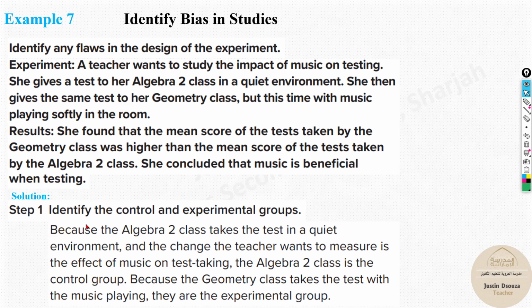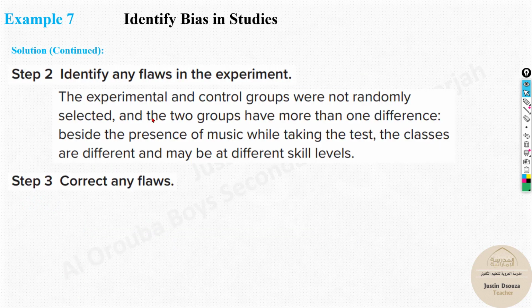So this is the thing. Where is the other one? The geometry class is in a music background. They have music in the background. So this is the experimental class. I hope you understand the difference. You need to understand what the experimental group is, where there is a change happening, and the normal group is the control group. And then identify the flaws in the experiment.